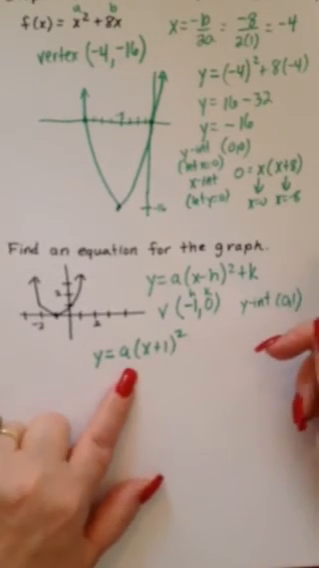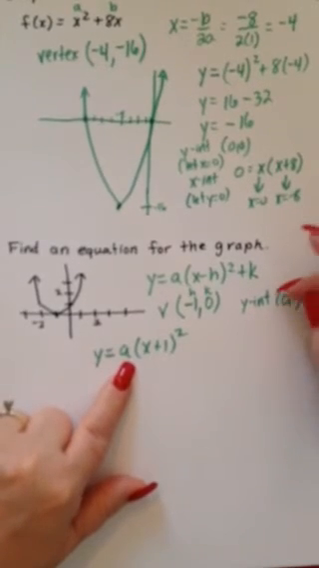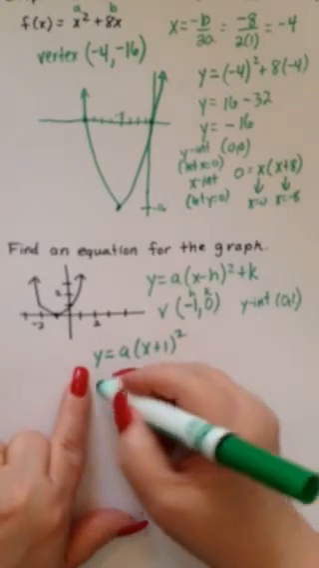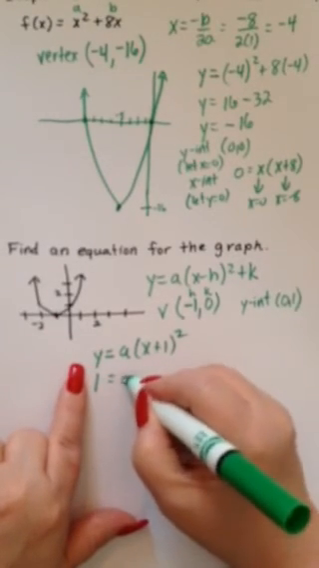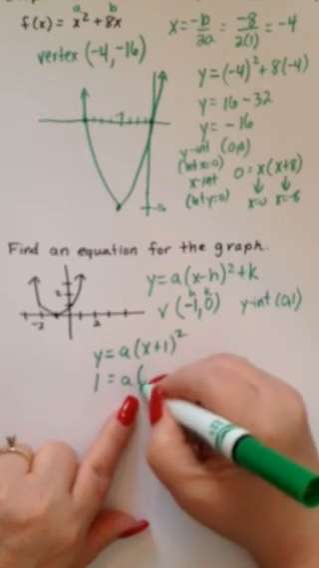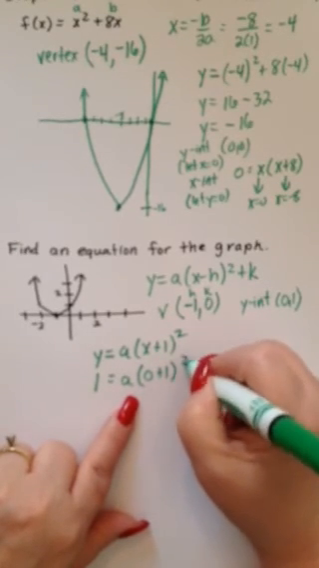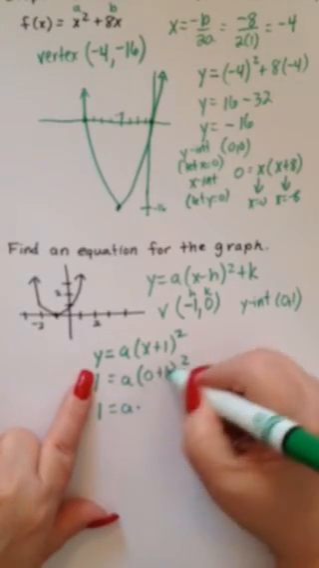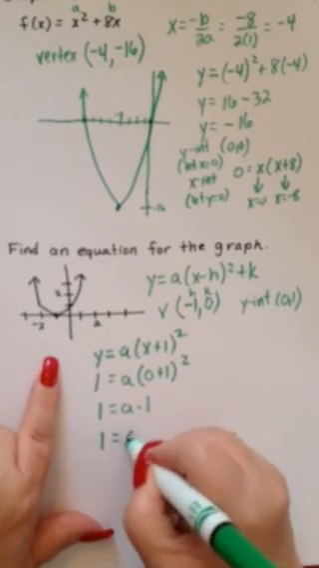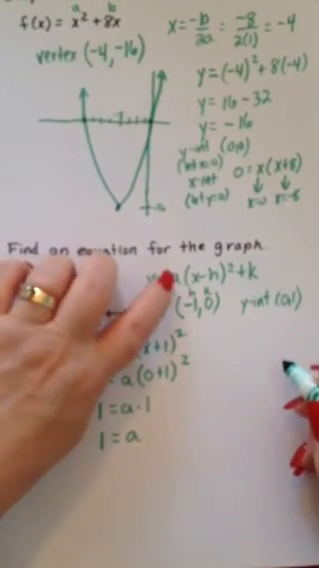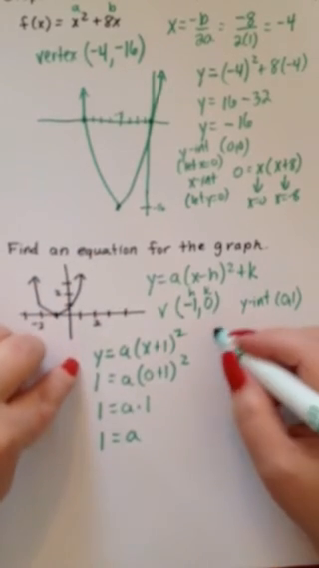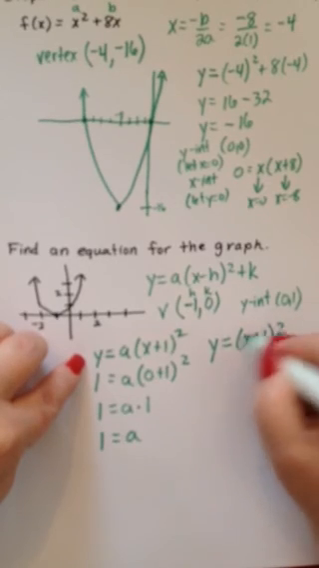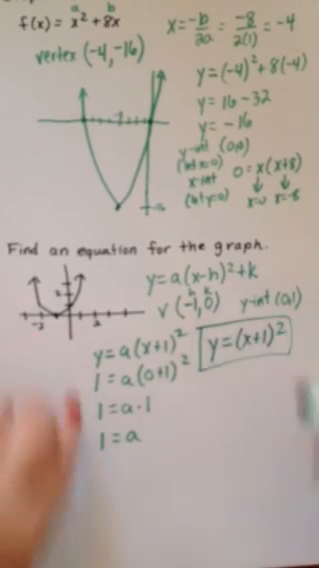Okay? The only thing I need to figure out is what a is, and to do that, you can use your y-intercept, because your y-intercept is a point on the graph. So we'll let y be 1, and we'll let x be 0, so that would be 1 is equal to a times 0 plus 1 squared, this comes out to be 1, or 1 is equal to a. Okay, so a is 1, which you actually don't have to write down. So from this equation here, we'll just go y is equal to x plus 1 squared, and there is our equation of the graph.